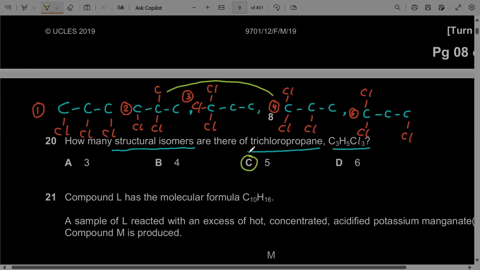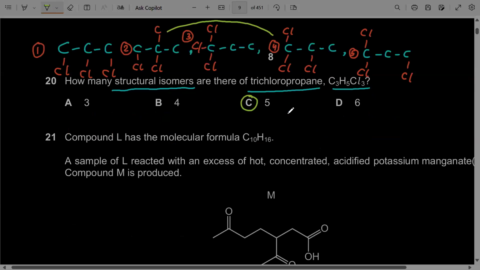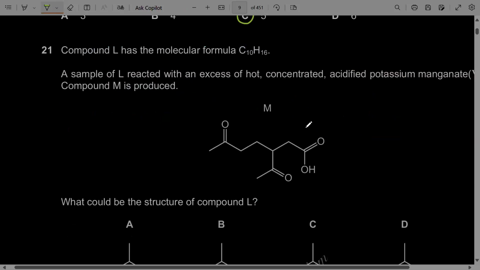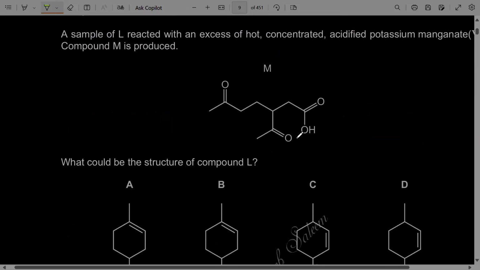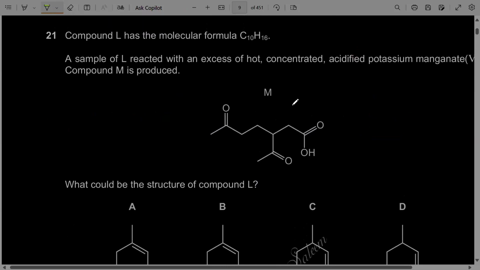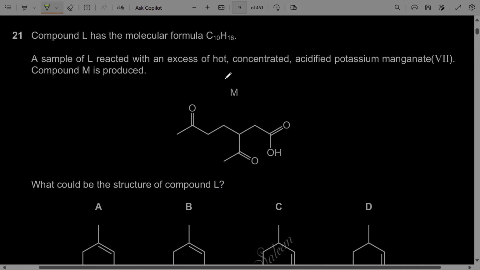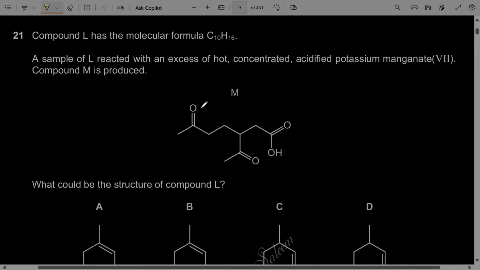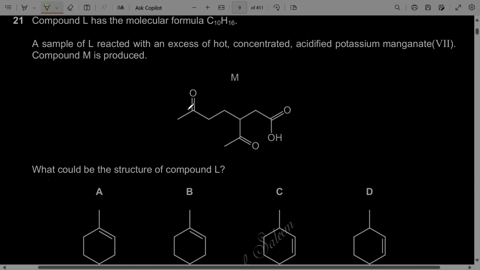Now, the next question, number 21. A sample of a compound L had the molecular formula C10H16. A sample of L reacted with an excess of hot concentrated acidified potassium manganate. Compound M is produced. What could be the structure of compound L?